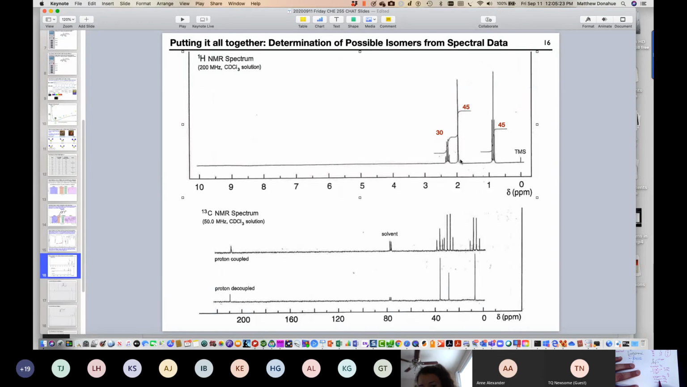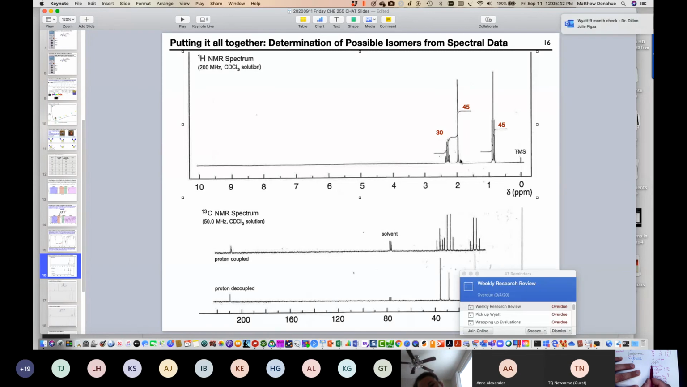So the peak at 2 parts per million is a CH3 group. The peak at, sorry, that's 0.8 parts per million is another CH3 group. How do we differentiate these two in terms of an assignment? So this one right here, does it belong to carbon 1 or carbon 4?